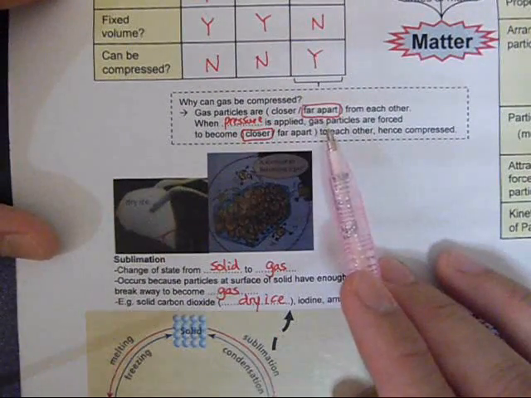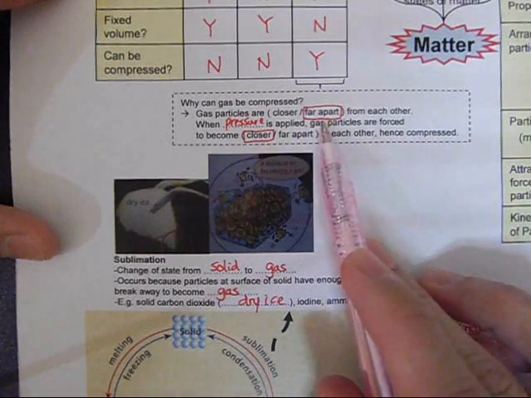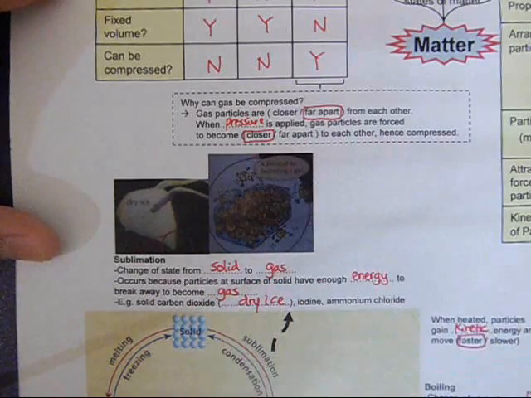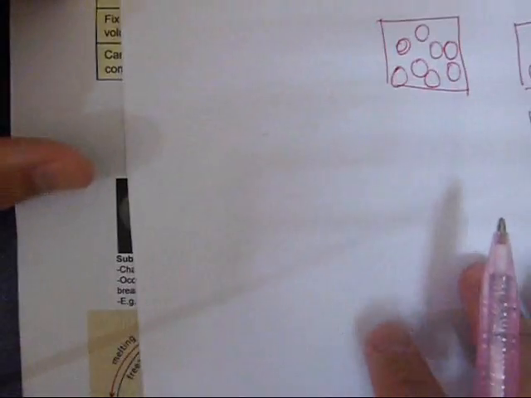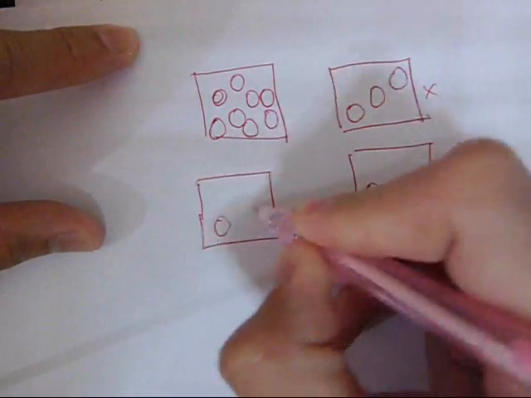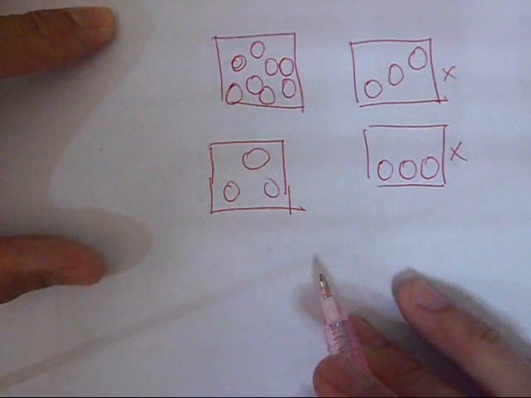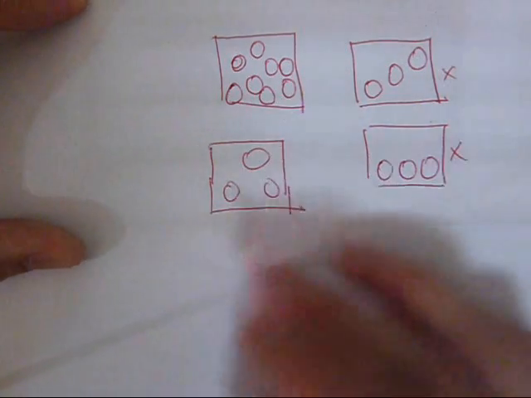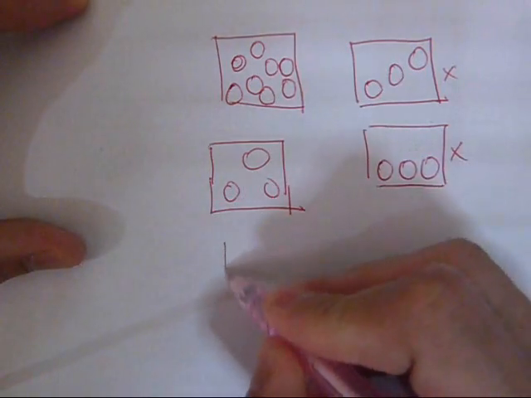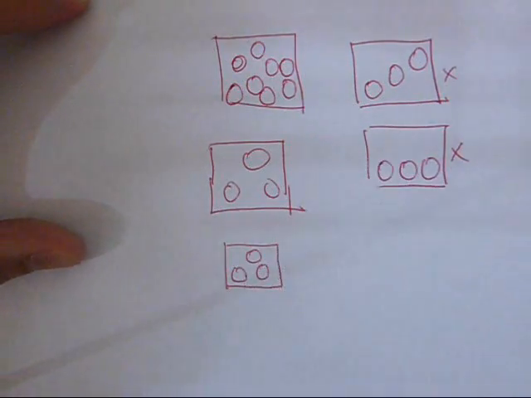Now let's go to this question: why can gas be compressed? Gas can be compressed because gas particles are far apart from each other. When pressure is applied, gas particles are forced to become closer to each other, hence compressible. So for example, gas particles like this, they are very far apart. If, let's say, I compress them, when I compress the gas, it is as if I make the container smaller.